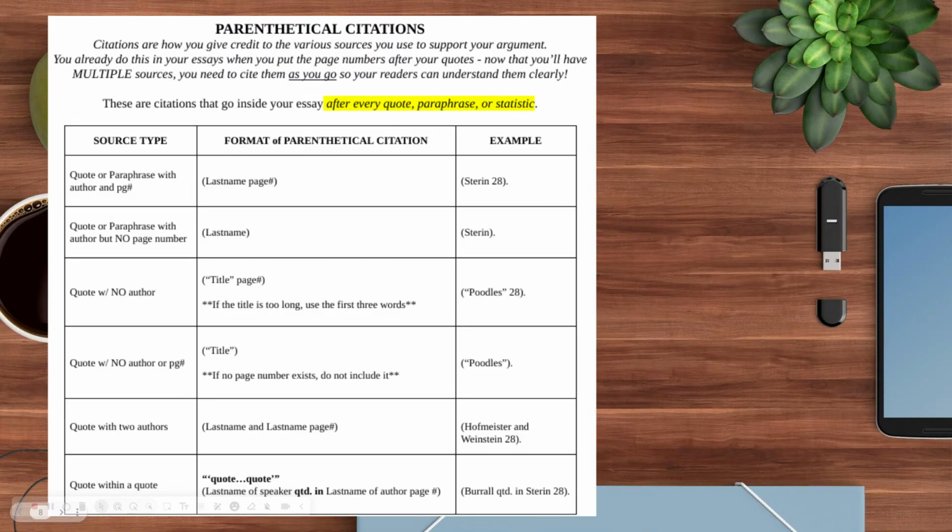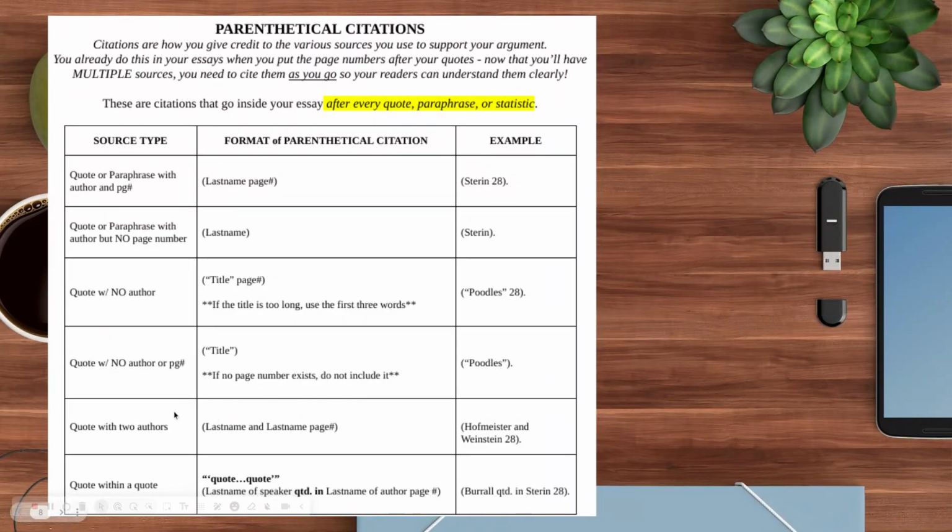There will be also other times where you have quotes that are coming from a place that doesn't have an author, right? Because maybe the source that you're looking at was written by an editing team, right? There's no one author, it's just kind of a team of people. And sometimes it doesn't have a page number either. In those instances, you just use the title in quotation marks, just like we talked about before, right? If there is no page number, you just don't include it. So in this case, we're pretending that same article, Poodles, didn't have a page numbers, right? So it would just be that.